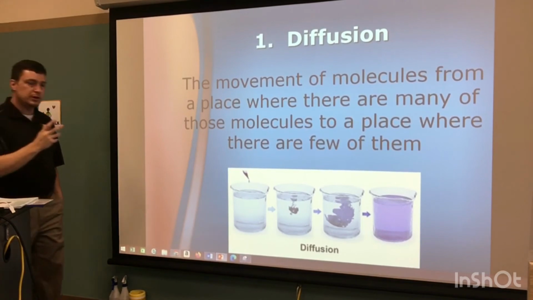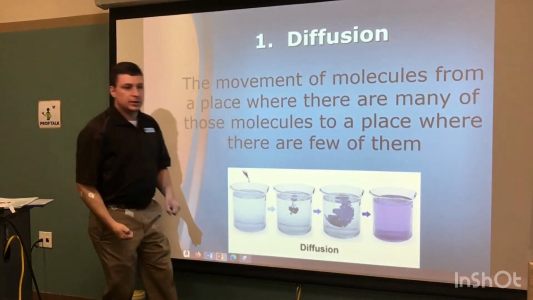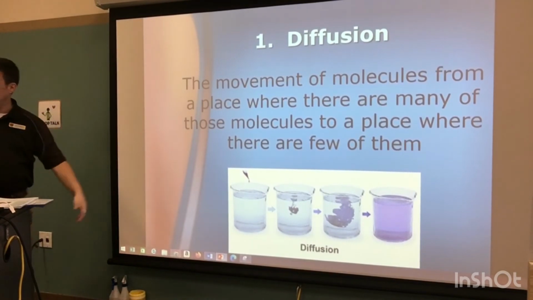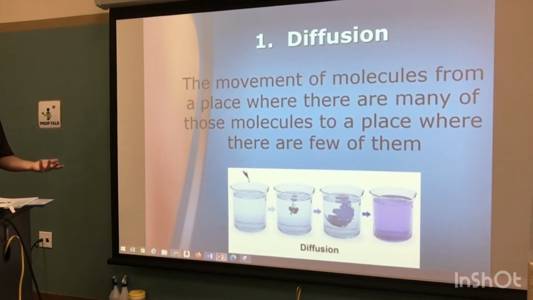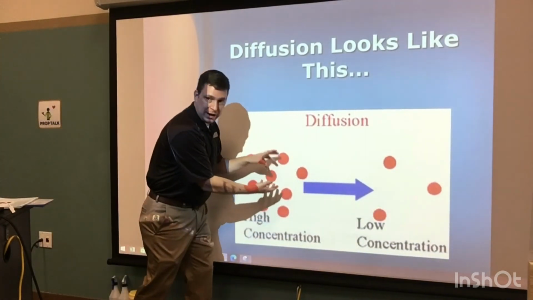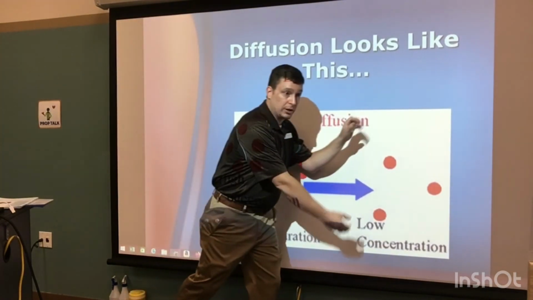So if we were to home in and zoom in on the individual atoms that die here, they would be tightly packed, wouldn't they? They'd be close together. But then through diffusion, they spread out. So diffusion really looks like this. You have a lot of atoms or molecules packed together, and then through diffusion, they're spread out.